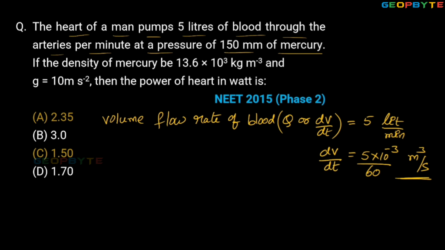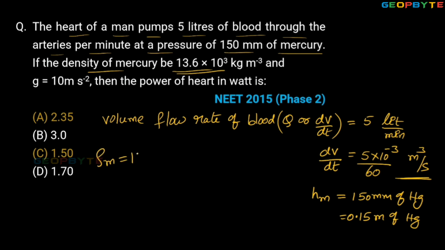And you know that the pressure in terms of mercury column, that I can write as H. In terms of mercury given 150 mm of Hg, it is equal to 0.15 meters of Hg. If the density of the mercury is given as 13.6 into 10 power 3 kg per meter cube, and acceleration due to gravity is given as 10 meter per second square.